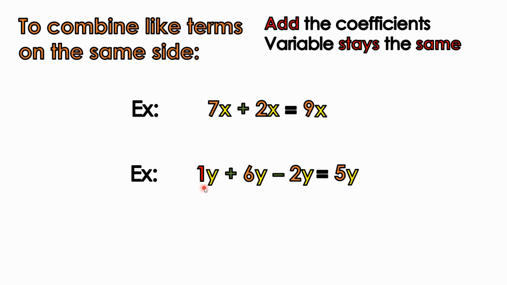So it's kind of like saying now, let's say these are milkshakes. You have 1 milkshake, ordering 6 more. So now you ordered 7, but then you drink 2 of them. So now you're left with 5. So now let's take a look at when we have to combine like terms when we're solving an equation.